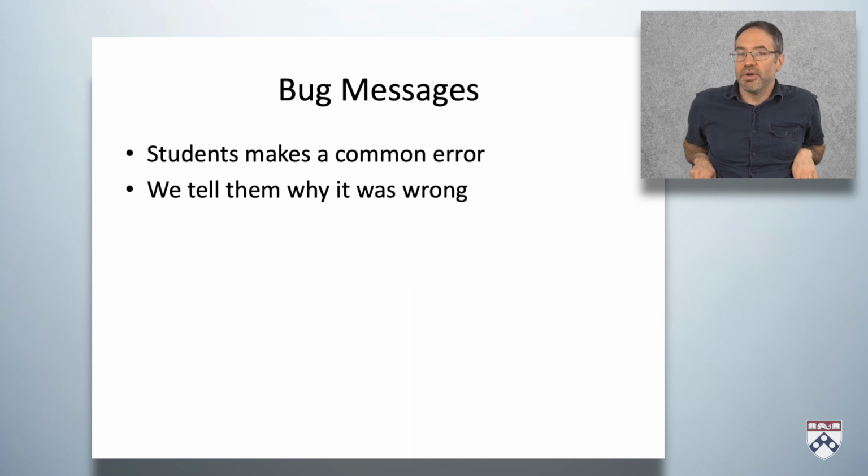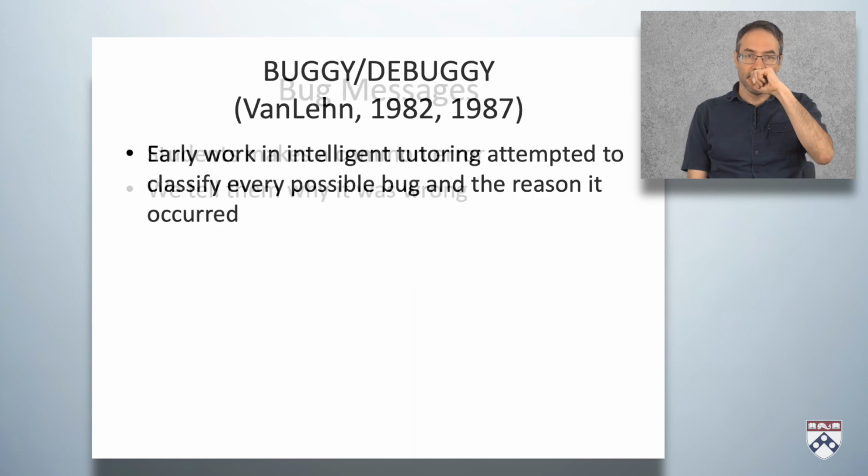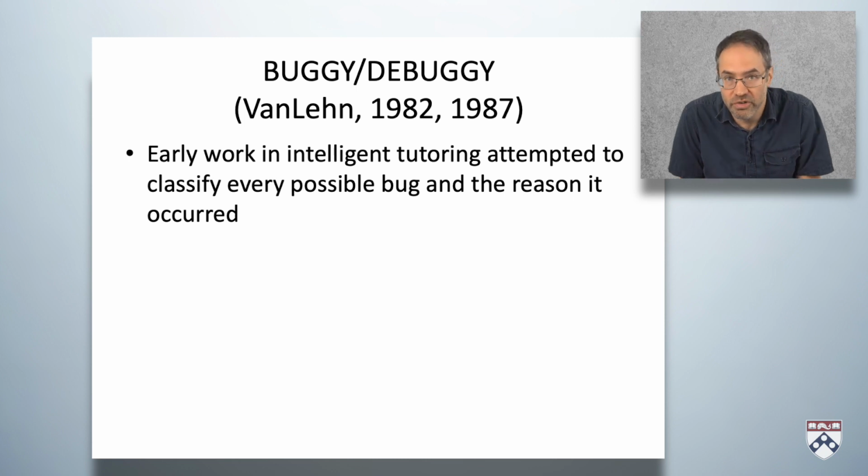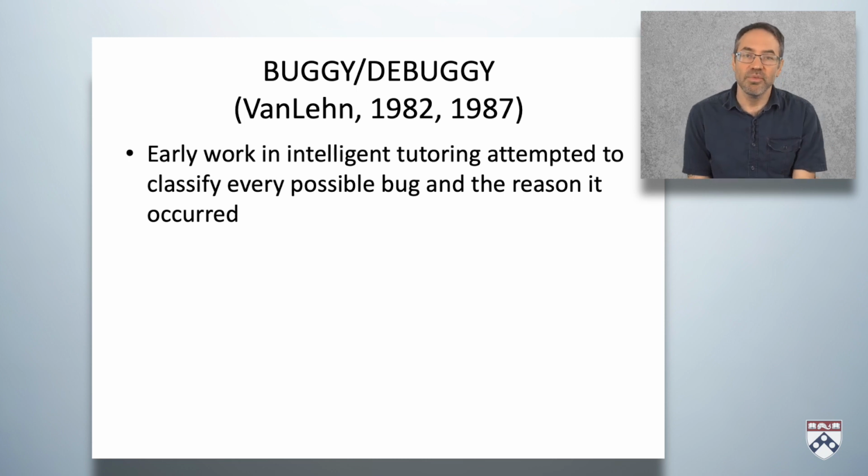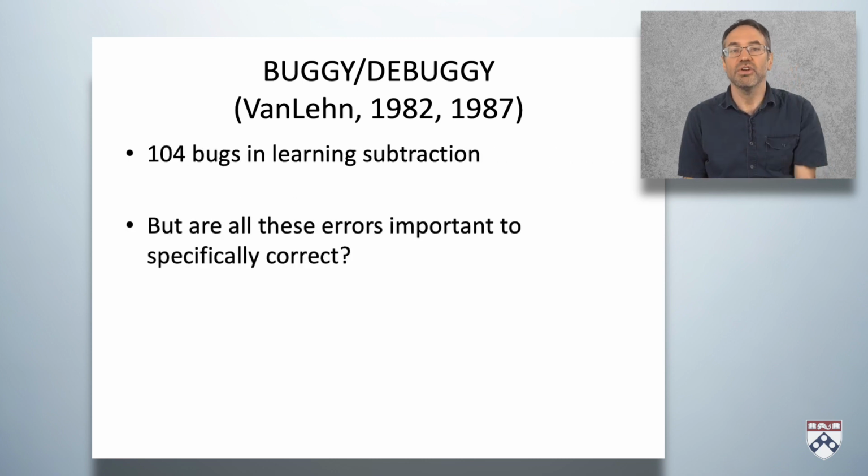A student makes a common error, and we tell them why that error was wrong. Early work in intelligent tutoring systems, Van Lehn, attempted to classify every possible bug and the reason it occurred, and oh my gosh, that was a lot. Just in learning subtraction, 104 bugs. But that raised the question which Van Lehn himself answered, Van Lehn being a good scientist: are all these errors important to specifically correct?